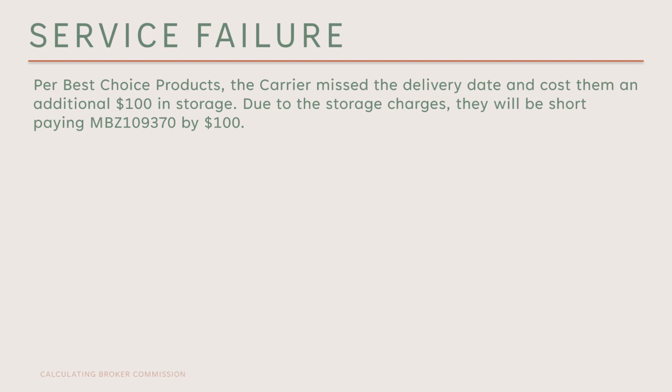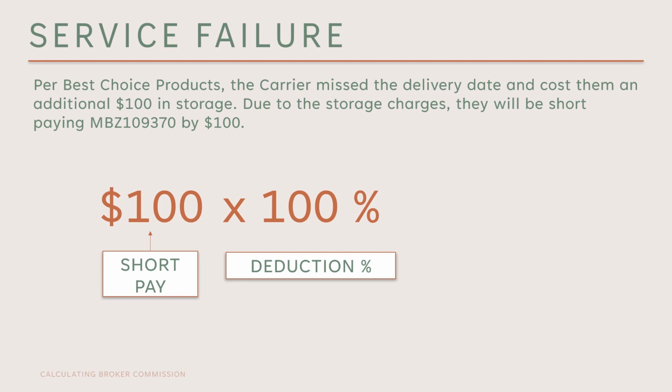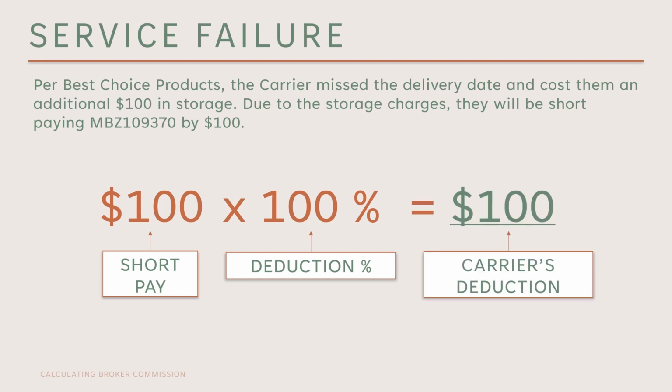After you receive this information, you posted it on the ARVP and the agent has advised for you to deduct the carrier. So as we stated before, service failures are deducted at 100%, so these are very easy to calculate. We have the short pay of $100 times 100% equals a $100 carrier deduction.